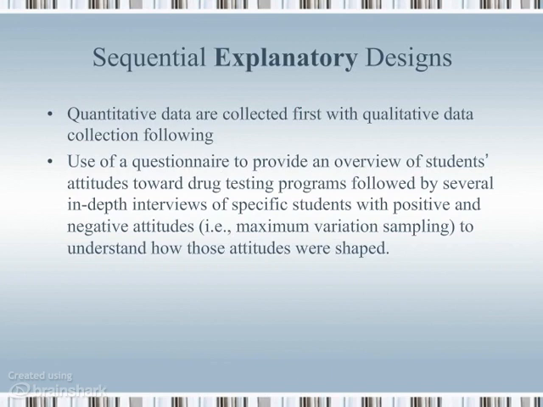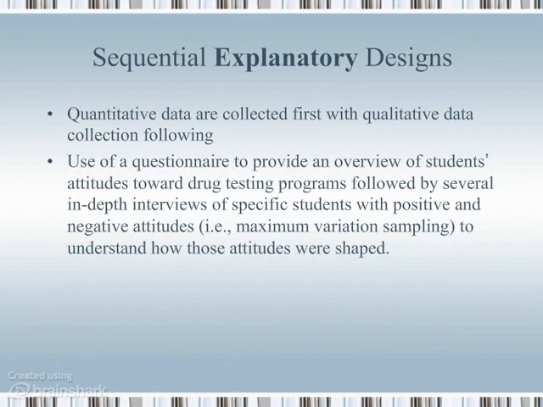So the first one is sequential explanatory designs. In this, you collect some quantitative data, and then you follow up with some qualitative. So an example is use a questionnaire to get students' attitudes about drug testing programs, and then based off of what you get from that information, you do several in-depth interviews with specific students about their attitudes. So you're using the information from the questionnaire to guide you.